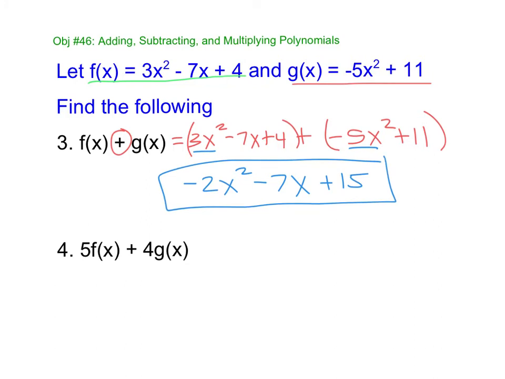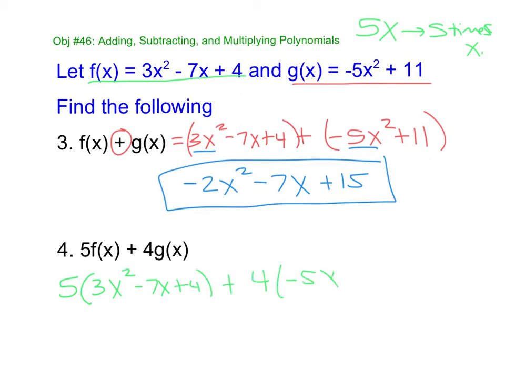Now, a little harder. Notice we have that 5. What's 5 in f of x doing? Remember, when things are touching, it means times. Look up at the top. 5x means 5 times x. We know that. So 5f of x means 5 times f of x. And then 4 times g of x.